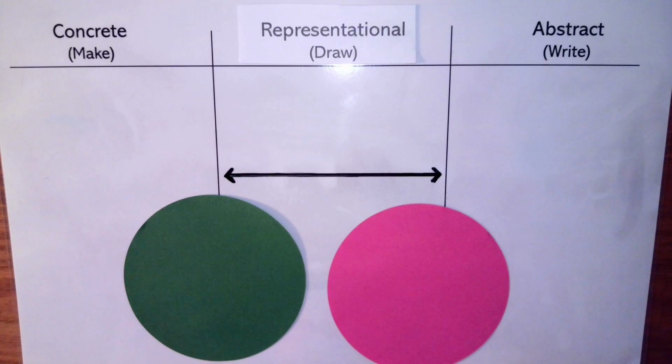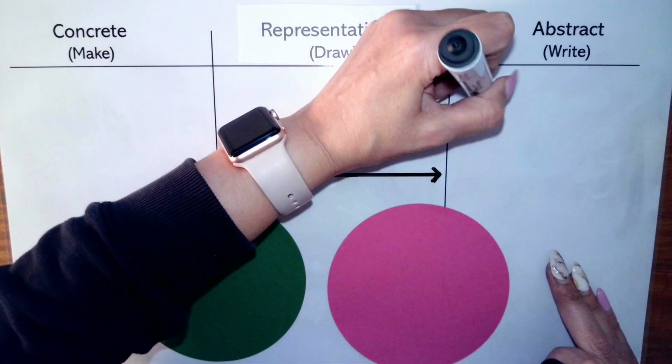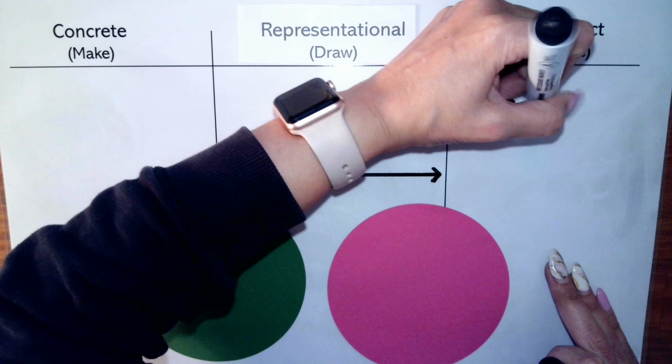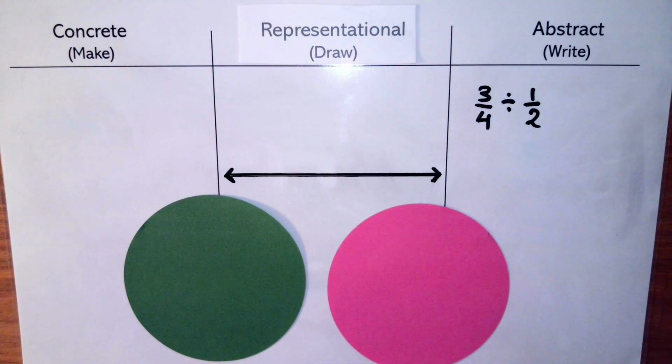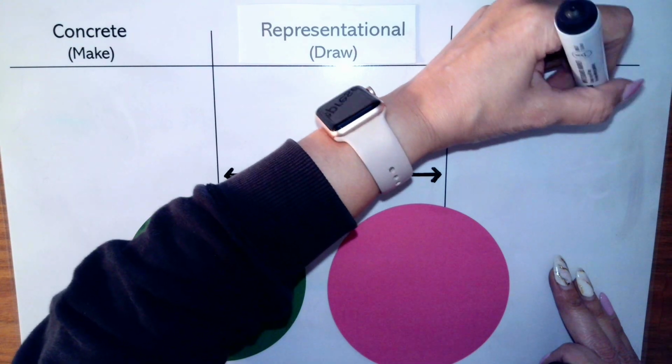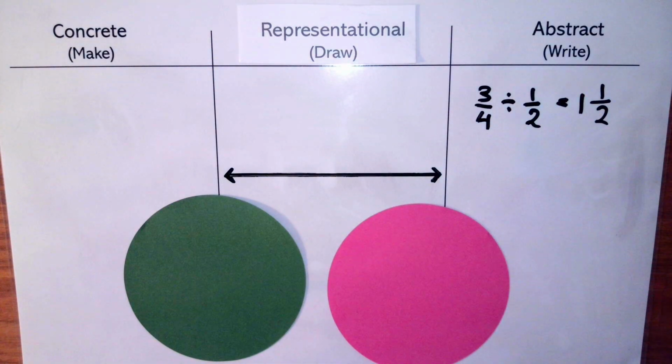So today I'm going to continue using the same method that I used in the previous video, but I'm going to use two fractions that are not unit fractions. So I've decided today I'm going to show 3/4 divided by 1/2. Now spoiler, 3/4 divided by 1/2 is 1.5. Now the question is, why is it 1.5?